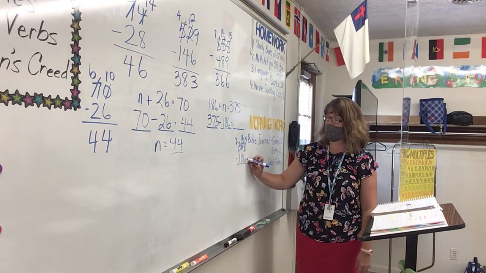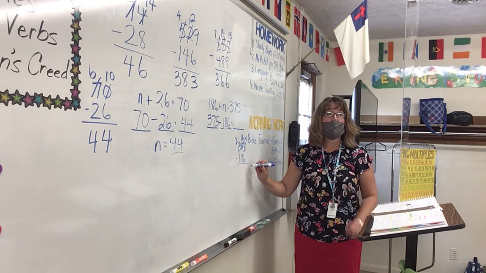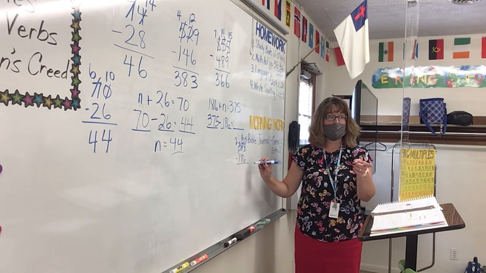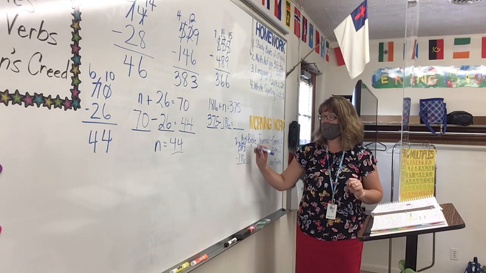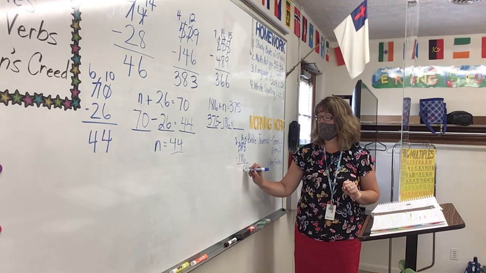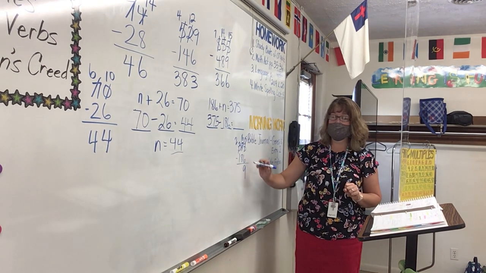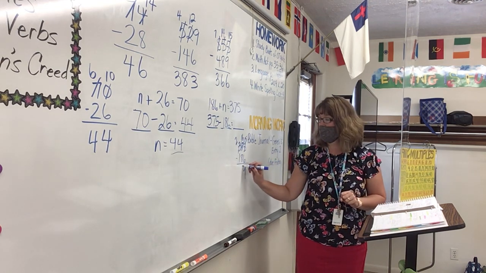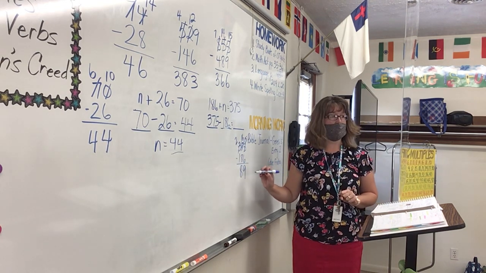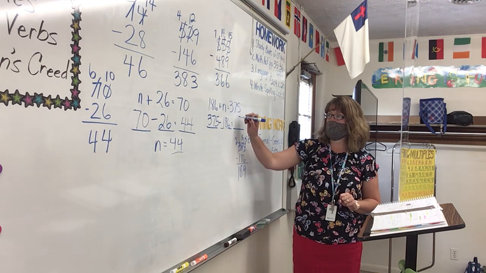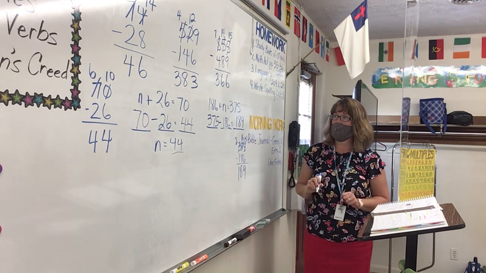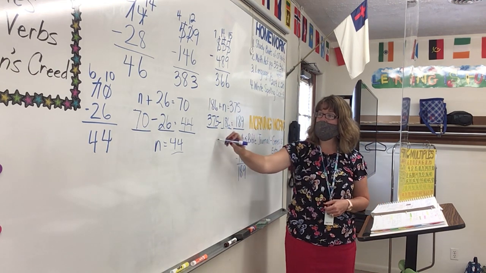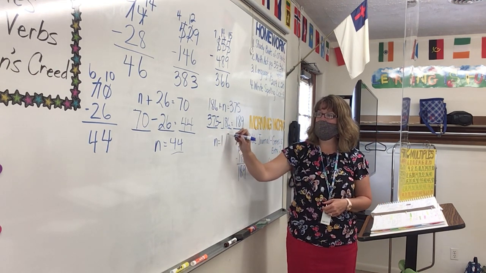Alright, so what's 15 minus 6? 1. Question? Alright, go get a drink. 15 minus 6 is 9, right? What's 16 minus 8? 8. And what's 2 minus 1? 1. So 189 is my answer. So that means that n equals 189.